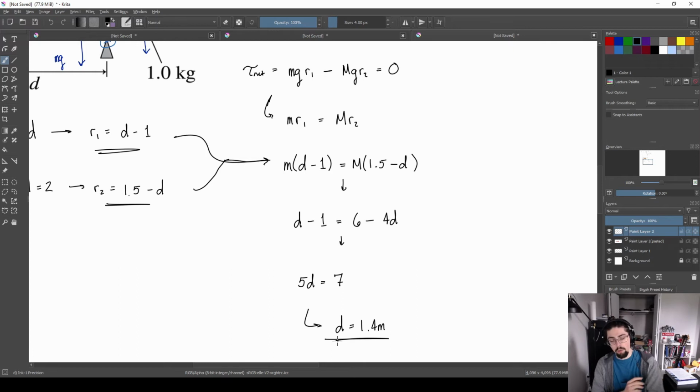So I think this was a more complicated method than simply finding the center of mass. However, finding the center of mass is not always a viable strategy for problems like this. So I did want to go through the torque method anyways.